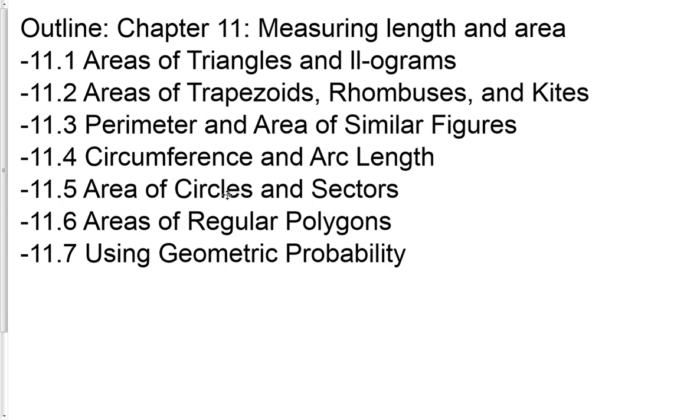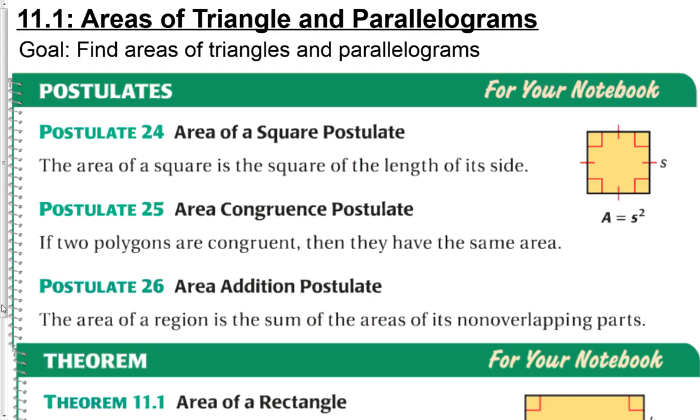But anyway, then we'll move on to perimeter and area of similar figures. That has an interesting property. Then circumference and arc length, areas of circles and sectors, and then the last two lessons, area of regular polygons and using geometric probability. Lesson 11.1 starts out with a recap of some of these area postulates.